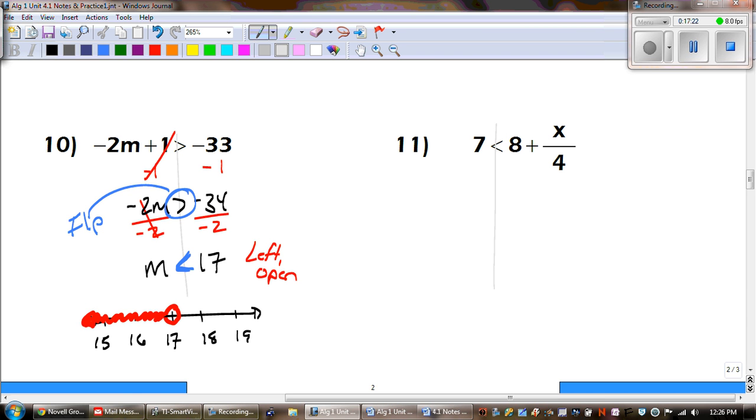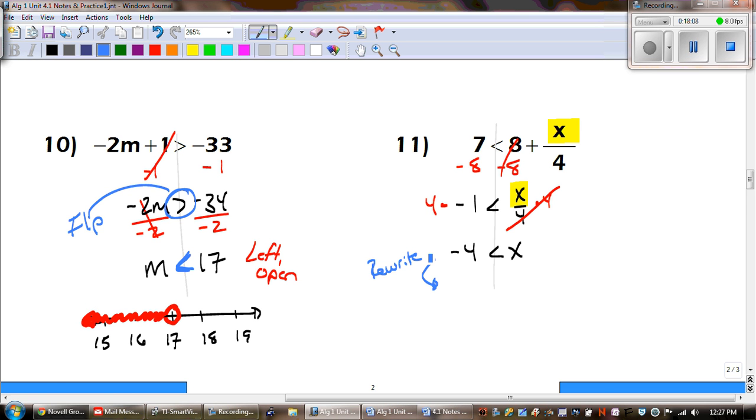Okay, I do see that the variable's on the right side, so we're going to have to rewrite this at the very end. But let's work on solving this. Okay, so we have to subtract the 8 to both sides. 7 minus 8 is negative 1. And then we have x divided by 4. So to get that x all by itself, I have to multiply by 4. It's a positive 4, so there's no flipping or anything involved. So we have negative 4 is less than x. And then we have to rewrite this.